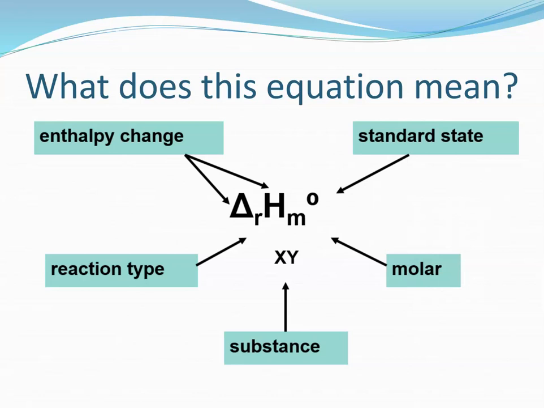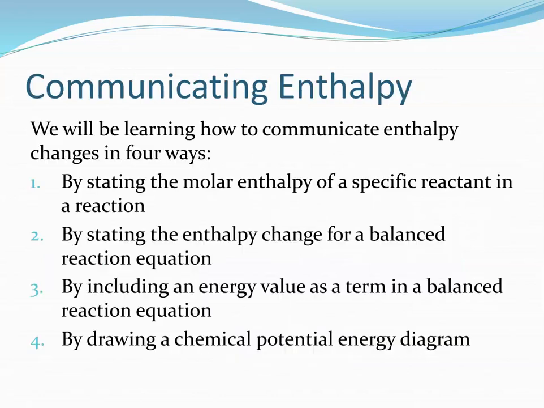The subscript between the delta and H indicates the reaction type. The subscript M indicates that it is the molar enthalpy. Right underneath the enthalpy notation, the chemical symbol for the substance is written. There are 4 different ways to communicate enthalpy changes. For today's lesson, you will be learning about the first 2.